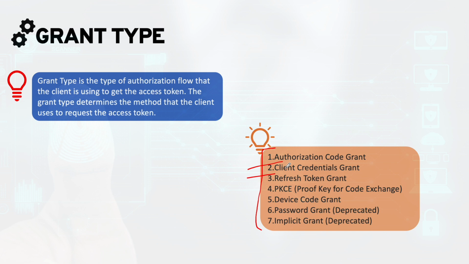You can have different kinds of flows for getting the authorization token, or getting the access token. These are the different paradigms or different flows which are possible for getting the token to use the resource on the resource server. So that's what a grant type is.